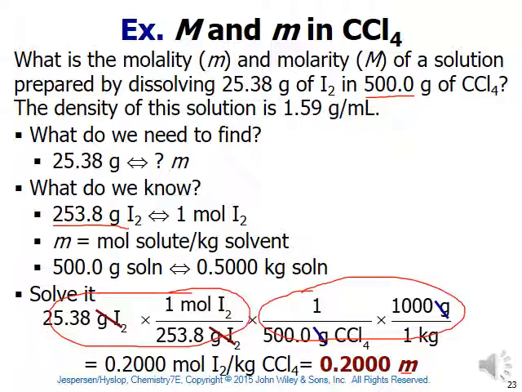And so when you do the calculation, you end up getting 0.2000 molality. Now sig figs, you're not using the 1.59, you're using these two. So this has 4 sig figs and this has 4 sig figs, so your answer will have 4 as well. Or you could write it as 2.000 times 10 to the minus first, little m. Or you could write it as moles I2 over kilograms of CCl4.